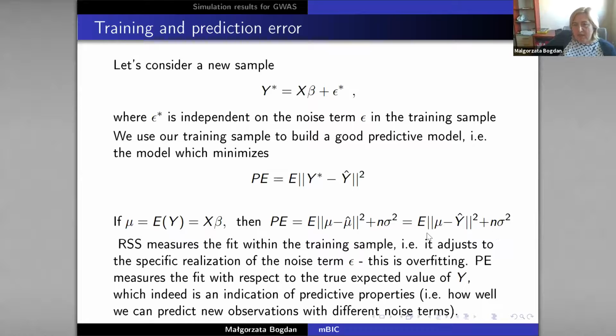So what is the difference between the residual sum of squares and this? In the residual sum of squares, instead of mu, you have your y. So the residual sum of squares measures the distance between what you have in your training sample and the prediction. And what you really want to be small is the difference between your prediction and mu, x beta.